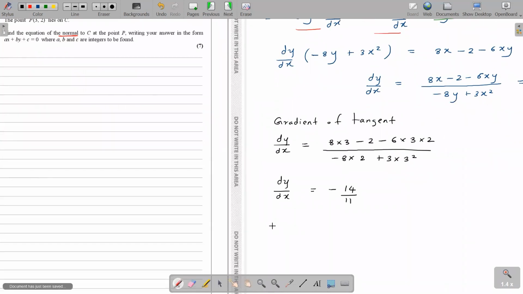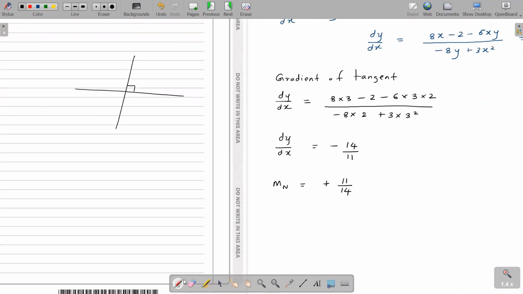How do I get the gradient of the normal? You know, the gradient product is minus 1, because tangent and normal are perpendicular to each other, right? The tangent and normal are perpendicular, so for the gradient of the normal, you have to take the reciprocal and switch the sign. Or m1 times m2 equals -1. What do we get for the gradient of the normal? Plus 11/14. Okay, I'm using the gradient product is -1.